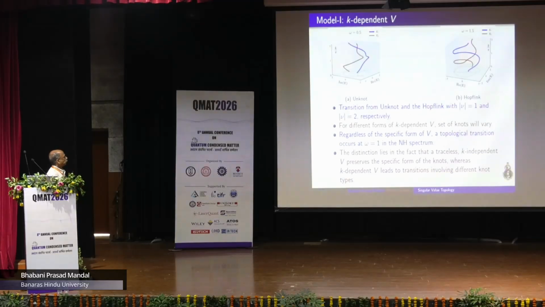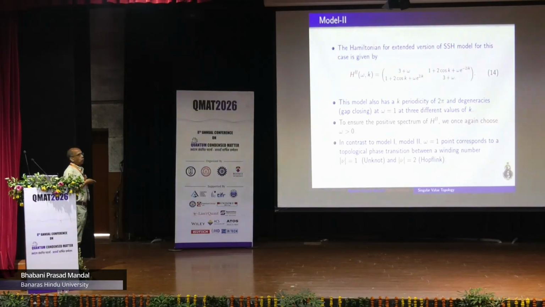Okay, so this is for model 1. With the kappa dependent choice that I showed, the transition between nu equal to 1 and nu equal to 2 is from a knot to a Hopf link. So the knots are not fixed, but there is a definite transition at the topological transition point. Okay, so now we come to model 2 and do exactly the same analysis.